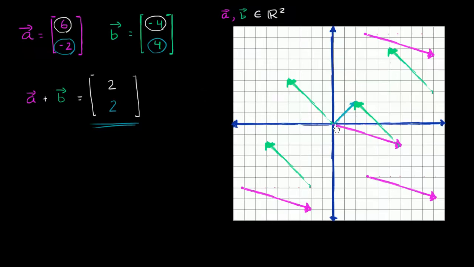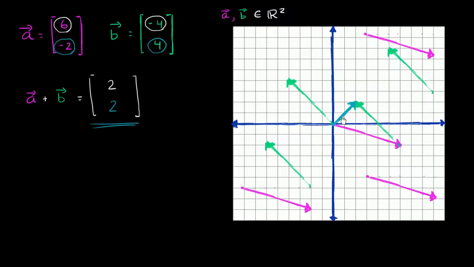This blue vector, the sum of the two, is what results where you start with vector A, at that point right over there. Vector A takes you there. Then you take vector B's tail, start over there, and it takes you to the tip of the sum.